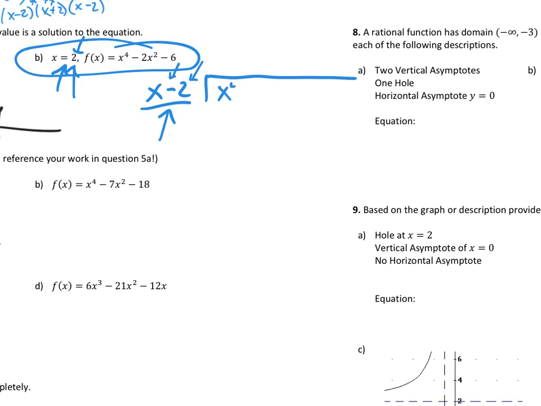Now it's x to the 4th. But wait, there's a missing term, Mr. Server. Then I'm going to put plus 0x to the 3rd.